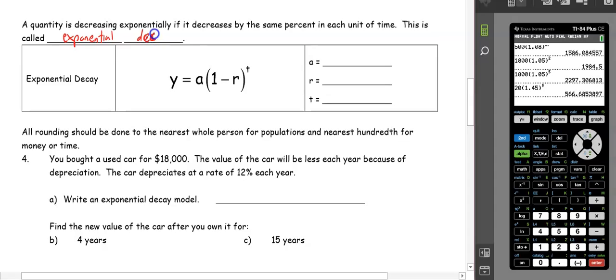The difference in exponential decay is that it's the same equation, but instead of plus r, it's going to be minus r. So a is still going to represent your start value. R is still going to represent your rate as a decimal. And t is still going to represent your time.